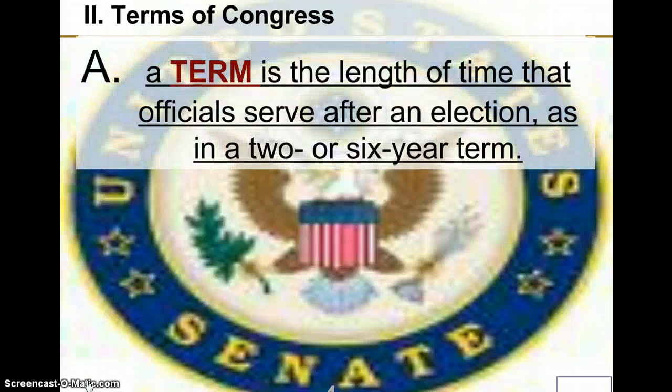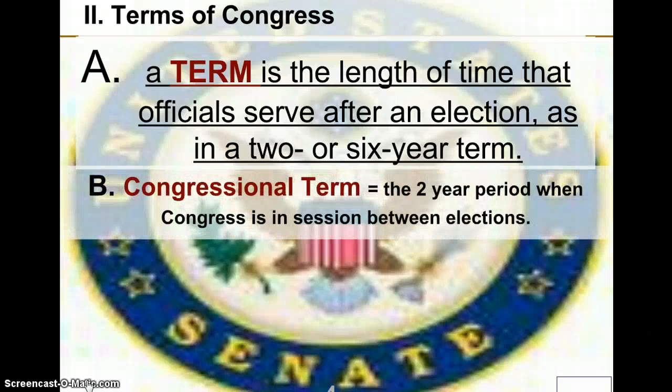All right, so let's talk about a term of Congress. A term is the length of time that officials serve after an election, as in a 2 or a 6-year term, right? We're familiar with the use of the word term for that. It's the length of time somebody is elected for. Well, when we talk about a congressional term, we're talking about the 2-year period when Congress is in session between elections. Elections are in November.